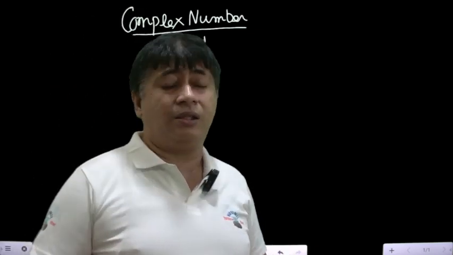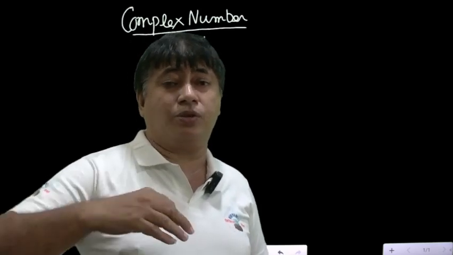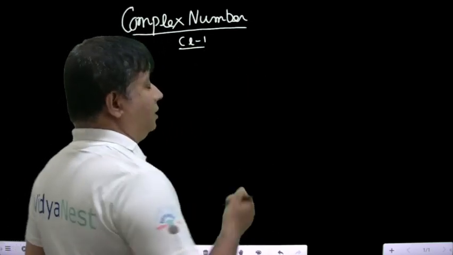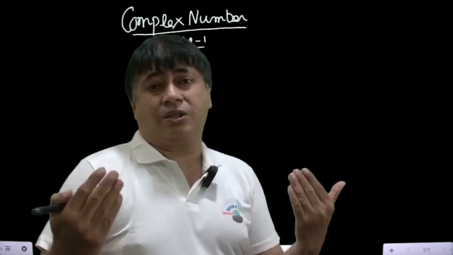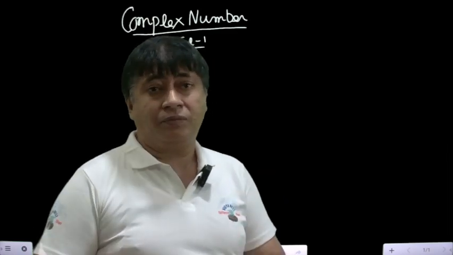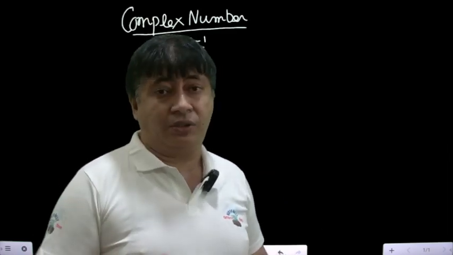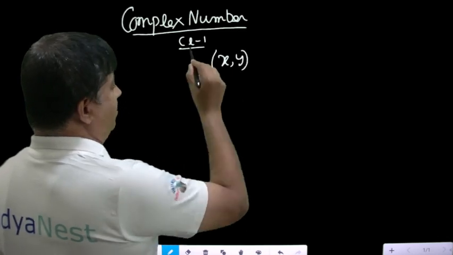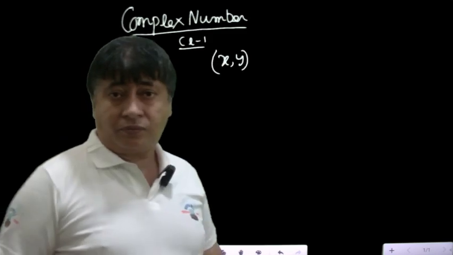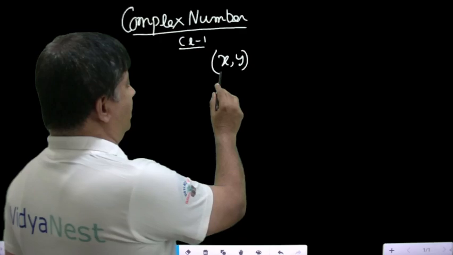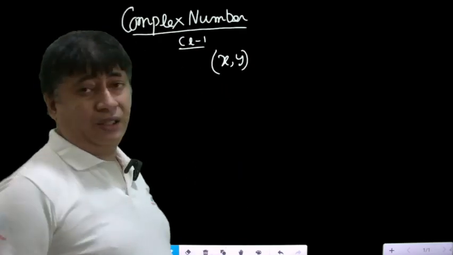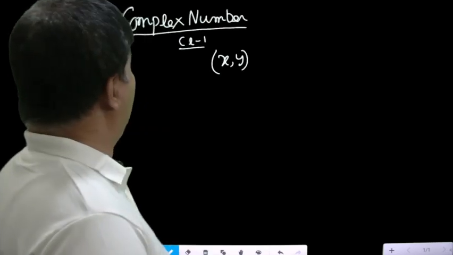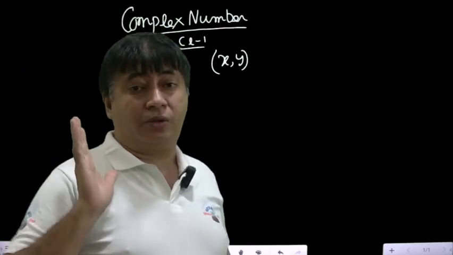In set theory, you are taught that complex number is a superset of all sets. Why? See, what is the cause of introduction of complex number in the mathematical field? Suppose there is a point in the coordinate system, x comma y. Coordinate geometry first indicates the position of a point, which Euclid geometry could not do.